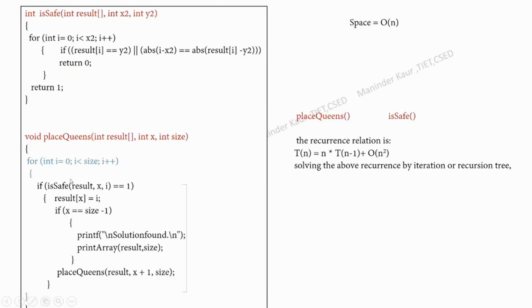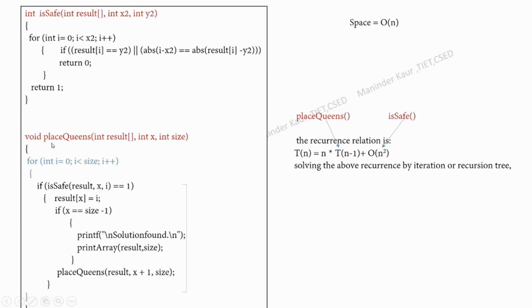Within the for loop, this isSafe function is also being executed. As a single invocation of the isSafe function takes order of n time, as I have previously discussed, if you are running the isSafe function at the most n times, then the complexity in that case will be order of n square with respect to the isSafe function.